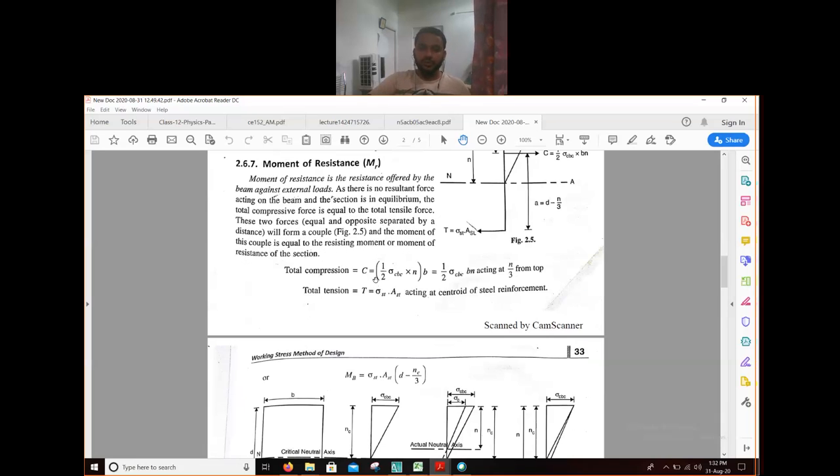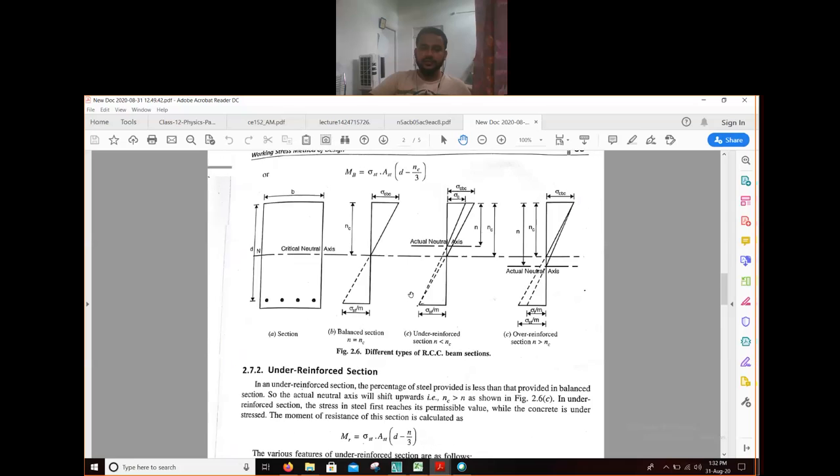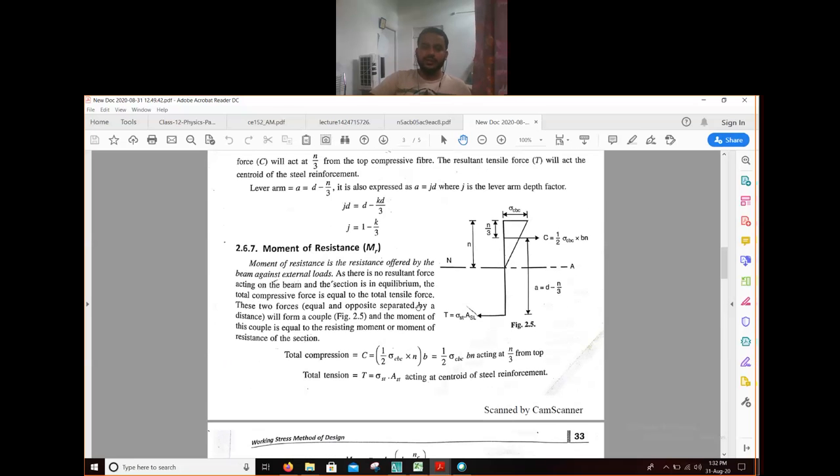So next we will equate this C and T. Now as I have told you, this moment of resistance is, indirectly, a moment. And in the last semesters, I think in third sem and fourth sem, we studied shear force and bending moment. Is it?